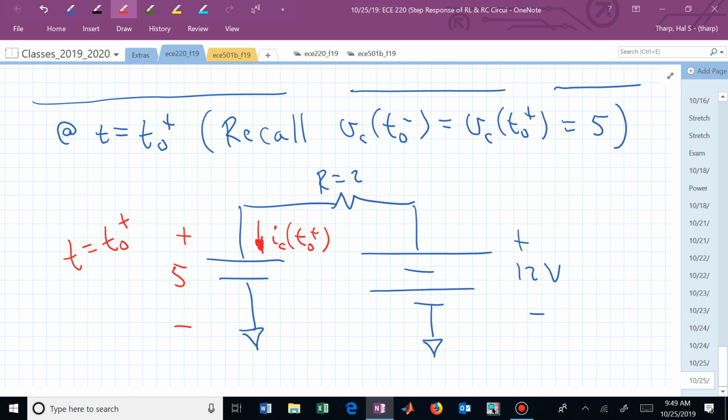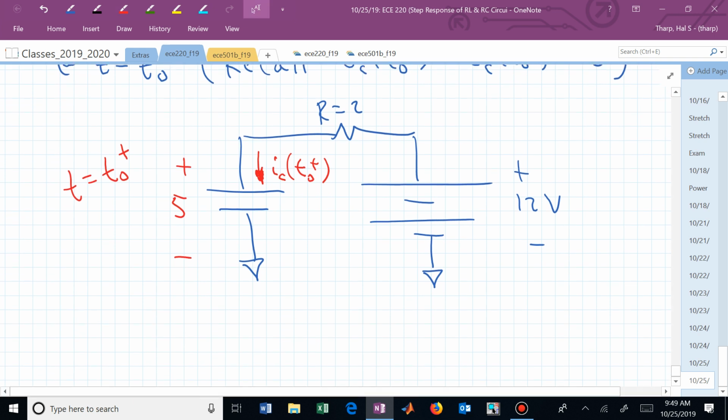Now, wait a minute. We have a voltage dropped across a resistor. We know what happens there, Ohm's law. We now do have a current instantly after that switch flowing through our capacitor. At t sub 0 minus, we were nothing. At t sub 0 plus, we've now become something. What is the current? What is I sub c of t sub 0 plus?